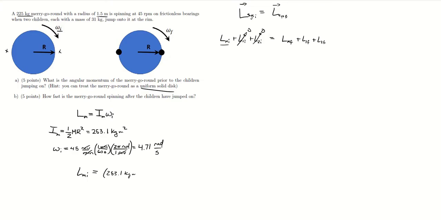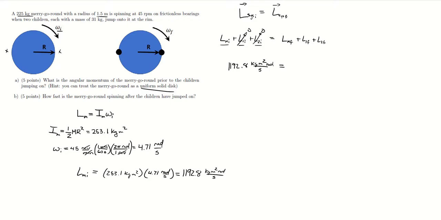So we know that the angular momentum of that merry-go-round initially is equal to 253.1 kilogram meters squared times 4.71 radians per second. This ends up equaling 1,192.8 kilogram meters squared per second. So that's our initial angular momentum of our system, because again, the children have no initial angular momentum. Now that's the answer to A.